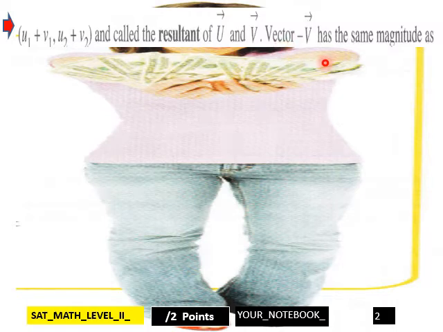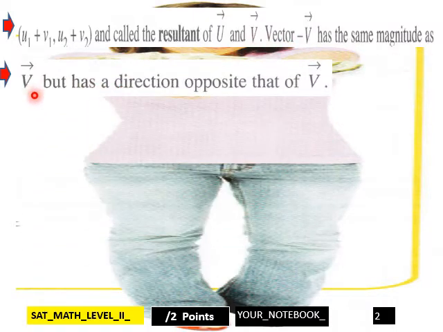Vector negative v has the same magnitude as vector v, but has direction opposite that of vector v. So we're talking about negative vectors here. This is a negative vector. Vector negative v has the same magnitude as vector v, but has a direction opposite that of vector v. So it's just opposite.